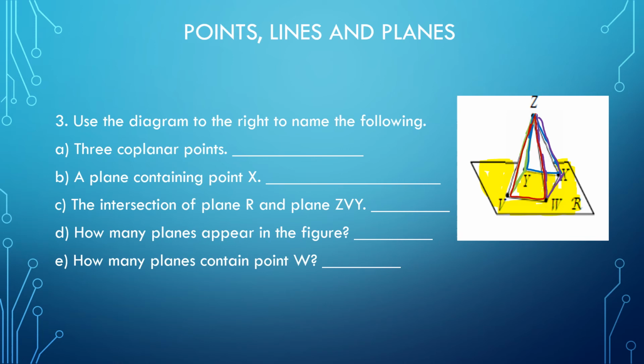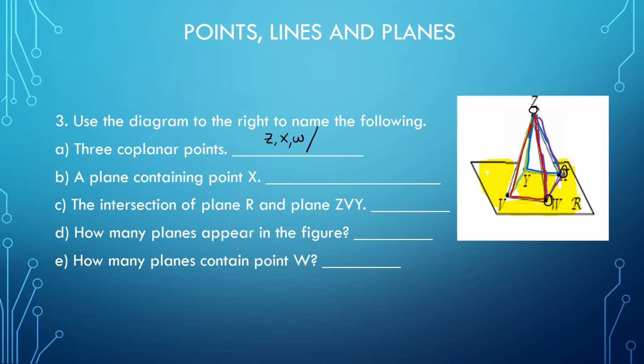And you have to pick 3 points on either the red plane, the purple plane, the blue plane, or the green plane. So let's figure out the points on any of those planes that we have color coded right now. You can take W, which is on the purple plane. You can take X, which is on the purple plane, and you can take Z, which is on the purple plane. So Z, X, and W.